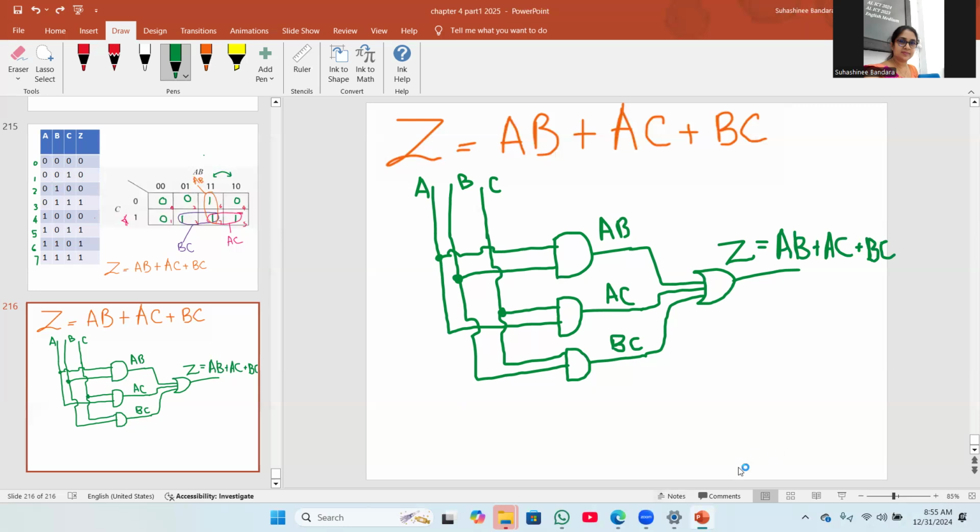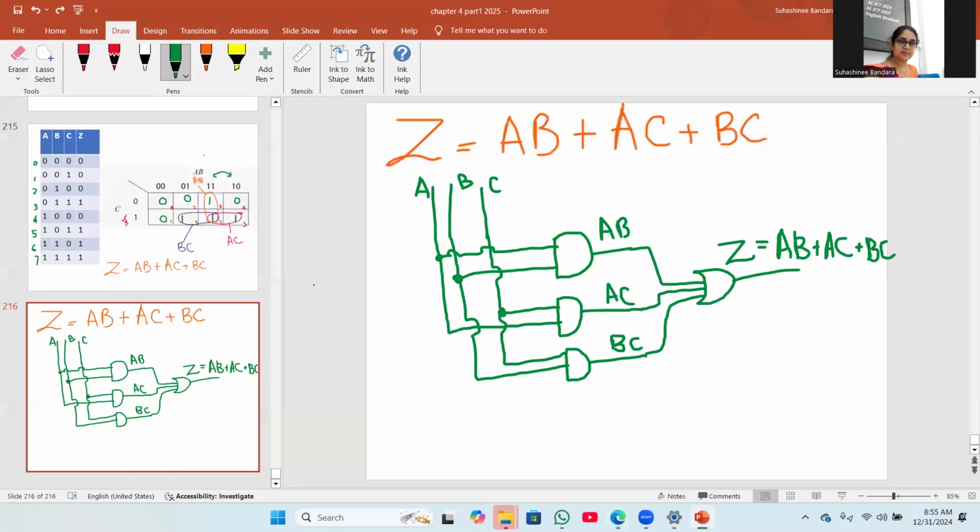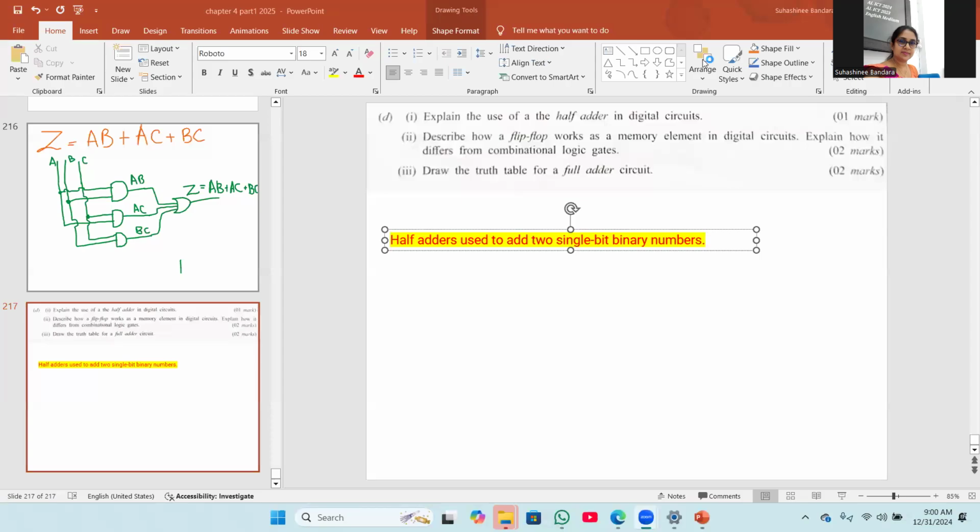Okay. Are there any questions? Explain the use of the half adder in a digital circuit. So why do we use half adders? To add single bit binary numbers, single bit. Okay, so if there is a carry bit going to that, then we have to use a full adder.